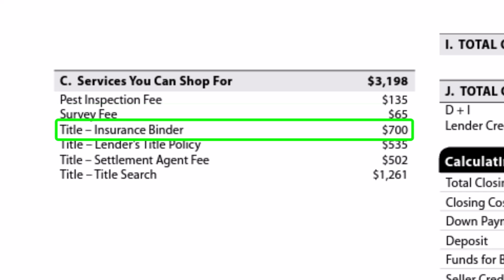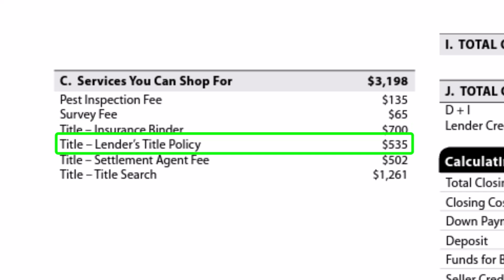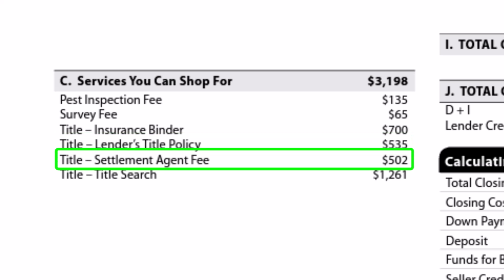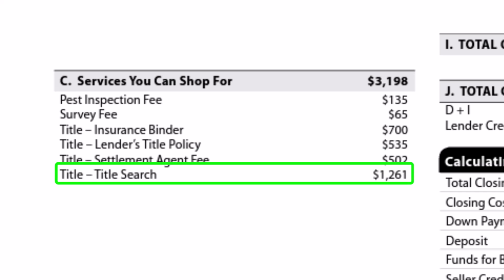Next is title insurance, and this is a type of real estate insurance that covers the transfer of ownership. Next, we have lender's title policy, and this is a safeguard to the lender against any future title disputes. Next, we have the settlement agent fee, and this is a fee for the escrow or closing agent who manages and distributes all the documents and the money from the buyer and the seller in the transaction. Next, we have title search, and this is to investigate and verify that the property legally belongs to the owner and that they have the right to sell it to you.